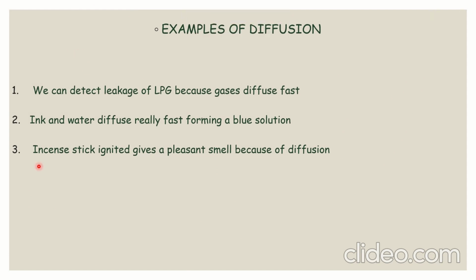In day-to-day life, we come across diffusion. We can detect the leakage of LPG because gases diffuse really fast. LPG is basically liquefied petroleum gas, which we use for cooking, the LPG cylinders. They stay in a liquid while they are in the cylinder, and as soon as they come out, they become gas. When they leak, the gas diffuses with the air around us, and because we know gases diffuse really fast, we can detect the leakage and take safety precautions for that. That's a really good example.